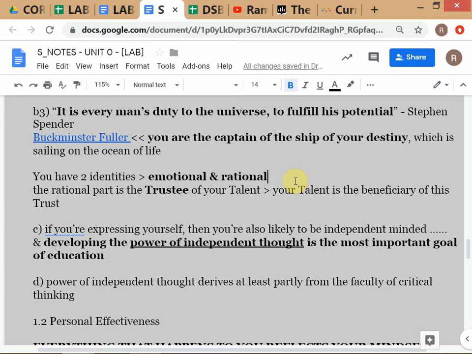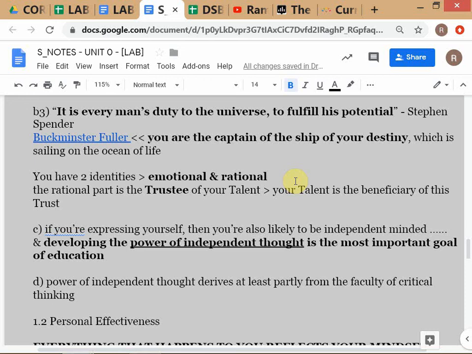A simple way to give you an idea of that is to take the example of going to the gym. You may not feel like going to the gym because nobody likes working hard. Maybe you want to just hang loose and sit on the sofa and watch IPL. But that is your emotional part, right? But the rational part will drive you.